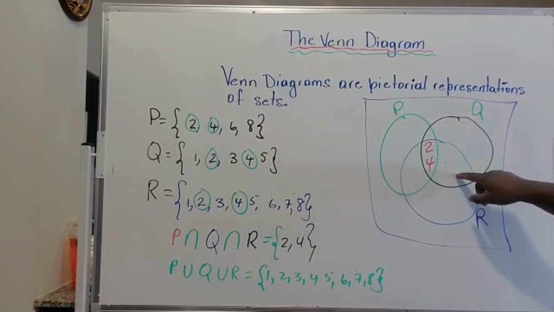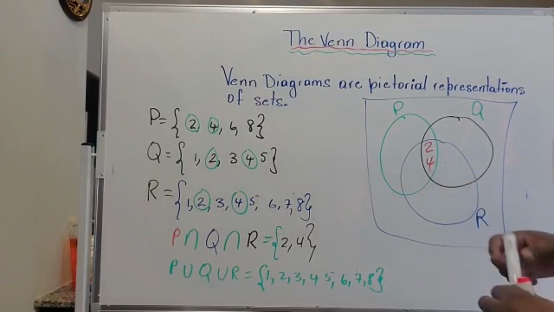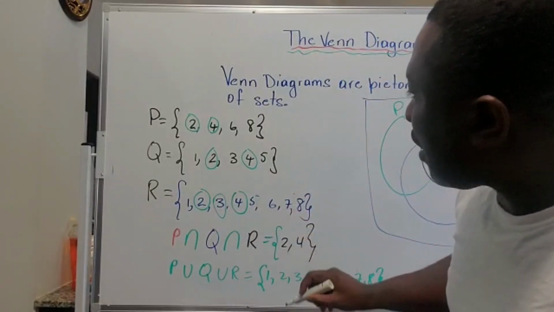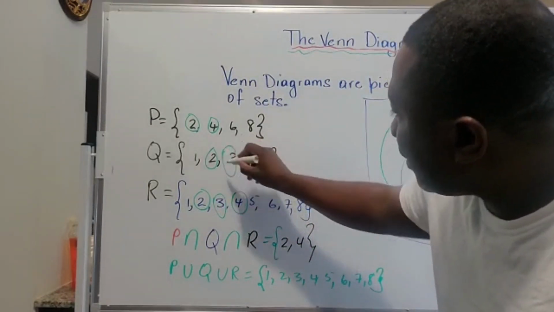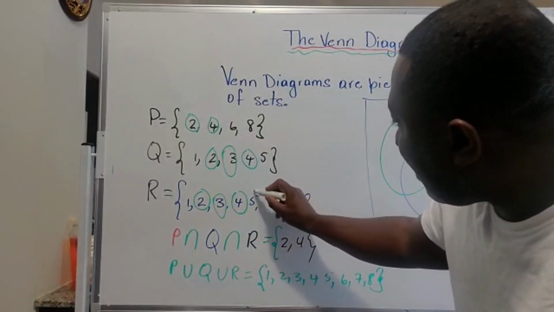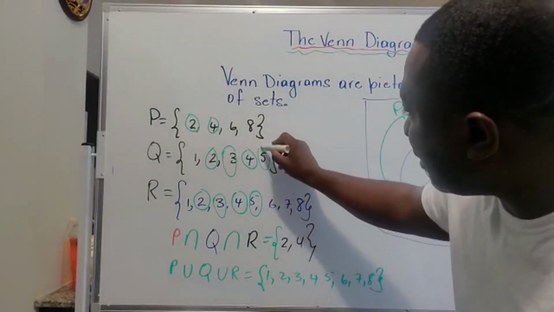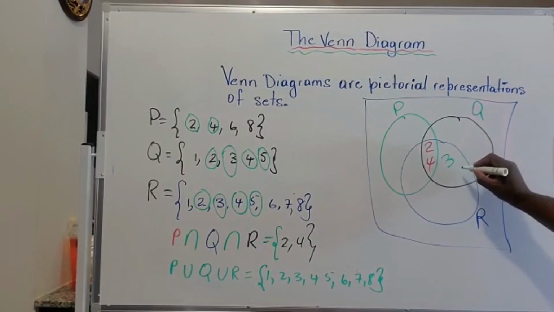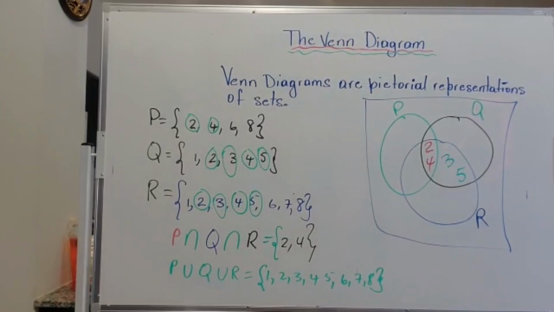What about here? This is Q intersecting R. Are there elements that are only in Q and R? Let us look. So 3 is common to Q, 3 is common to R. Any more? 5 is common to Q, 5 is common to R. So therefore, 3 and 5 will go here.